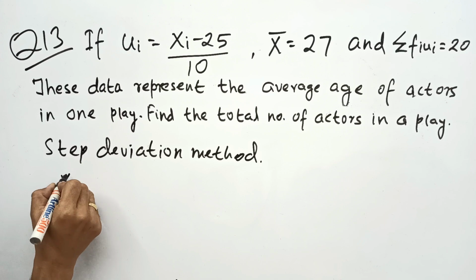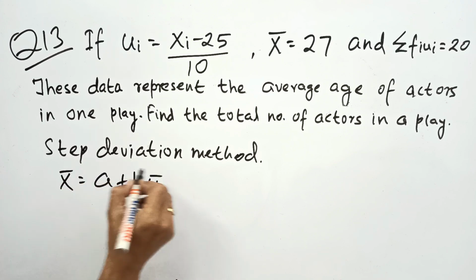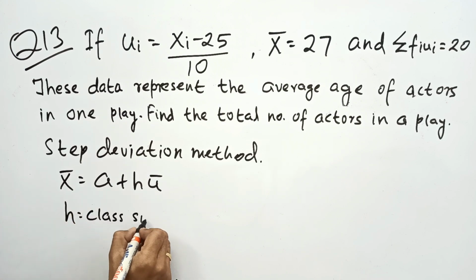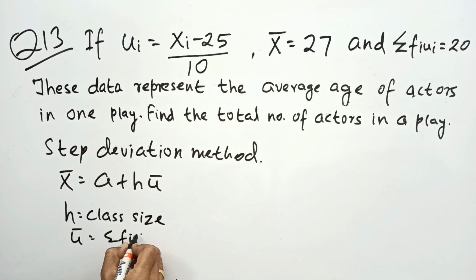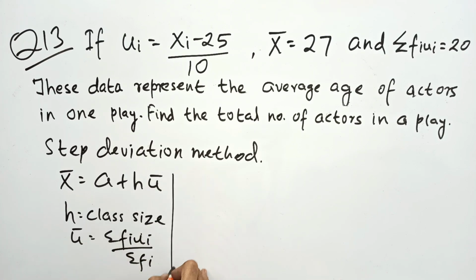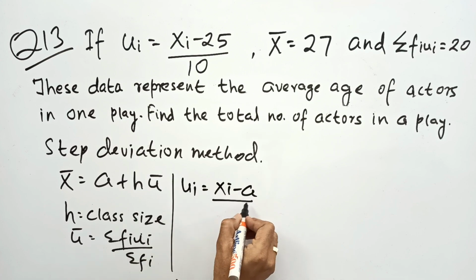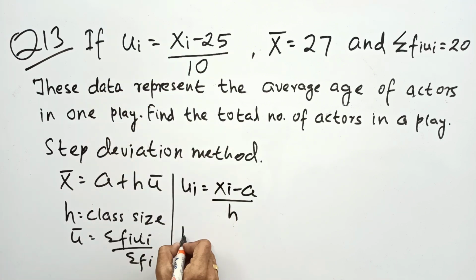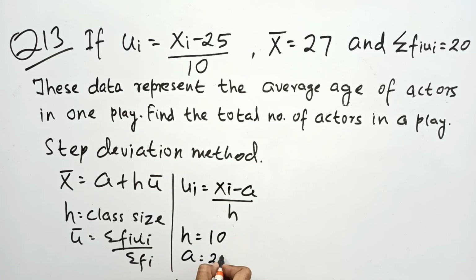So the formula of step deviation is x bar is equal to a plus h u bar, where h is the class interval, means class size, and u bar is sigma fi ui upon sigma fi, and ui is equal to xi minus a upon h. Now you can compare the data. This shows that h is equal to 10 and a is equal to the assumed mean, 25.